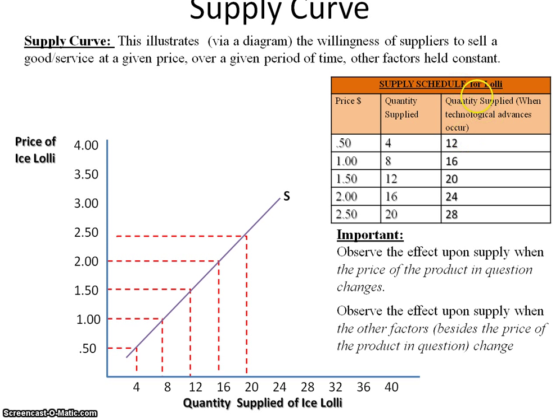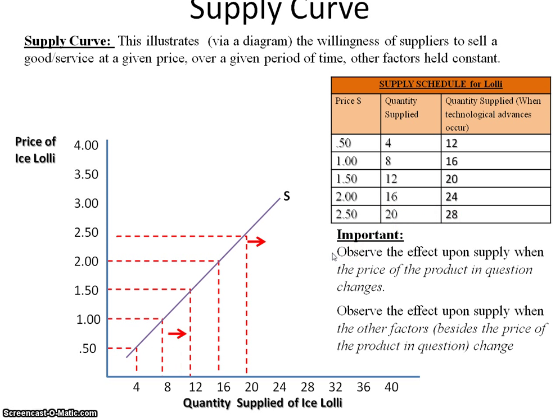And therefore, when the price is 50 cents, instead of 4, 12 can be produced and supplied. At $1 instead of 8, 16 can be supplied. At a price of 150, sorry, instead of 12, it's going to be 20. And if we jump to the last price of 250, instead of 20, it will be 28.